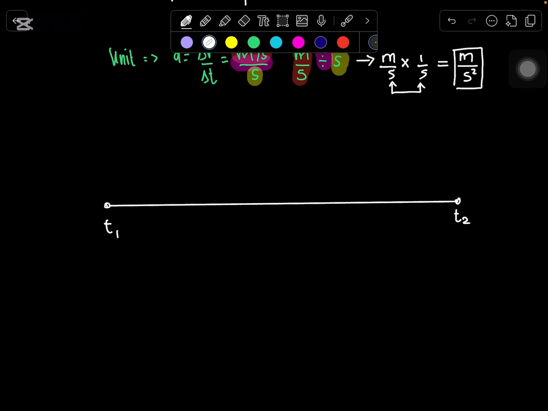Let's say that at t1, the velocity was 20 meters per second, and at t2, the velocity was 4 meters per second. So this is the final velocity, and this is your start velocity. And t1 is your start time. I'm going to just write ts here. Let's say it was 2 seconds. And t2 is your final time. I'm just going to write an f here as well. And let's say it was 6 seconds.